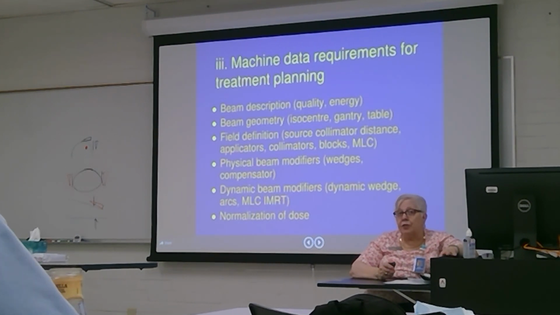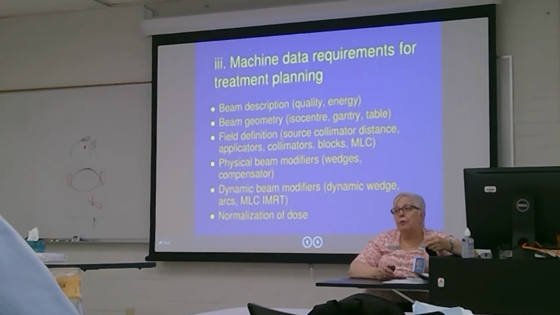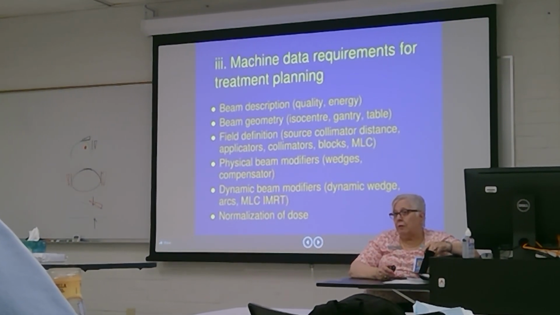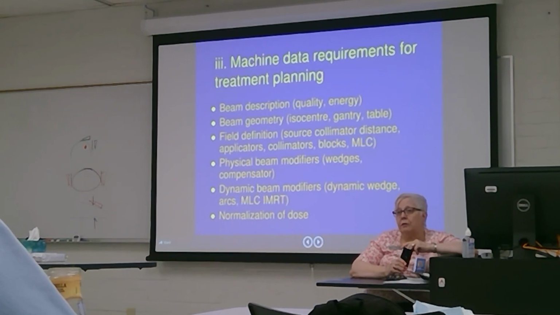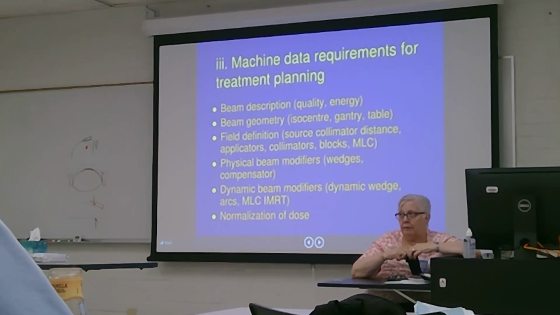MLCs are planned in dosimetry. If the doctor wants to alter the MLC, which means he's altering the wedges, it goes back to dosimetry. You never ever do it on the machine. It has to go back to dosimetry because it means that the plan has to be redone.